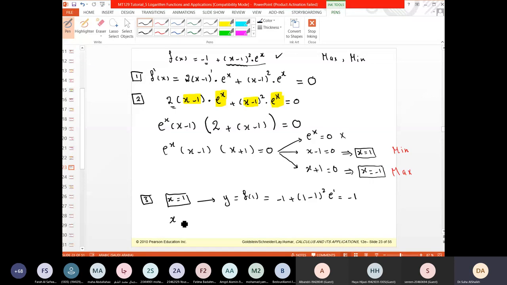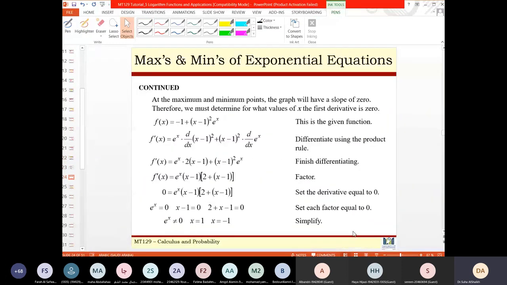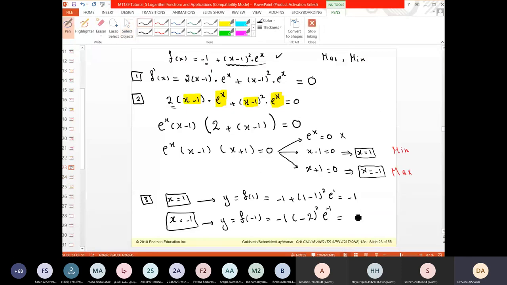Now for x equals minus 1, y is f at minus 1. So we substitute in the original function. This equals minus 1 plus (minus 1 minus 1), which is (minus 2) squared, times e to the power minus 1. You do the calculation with the calculator. The calculator computes all of this. What is it? 0.472. And this finishes the solution.